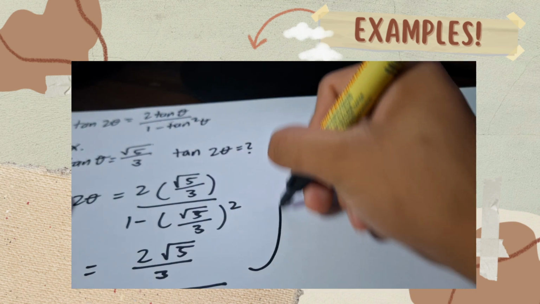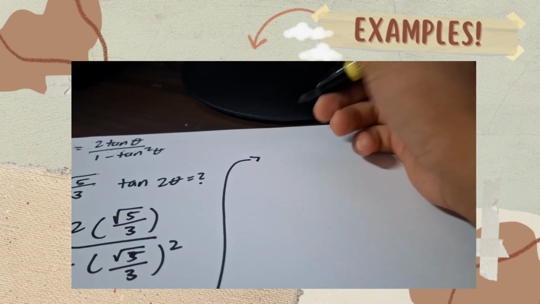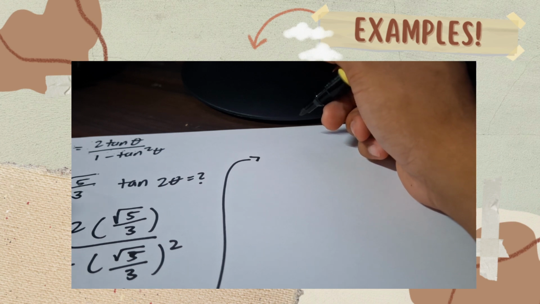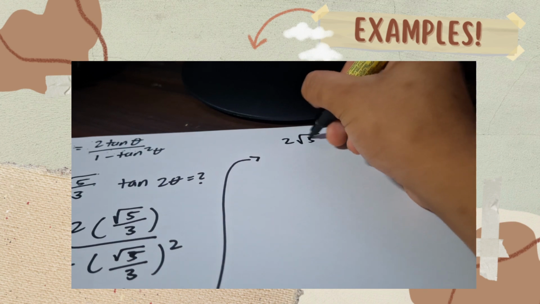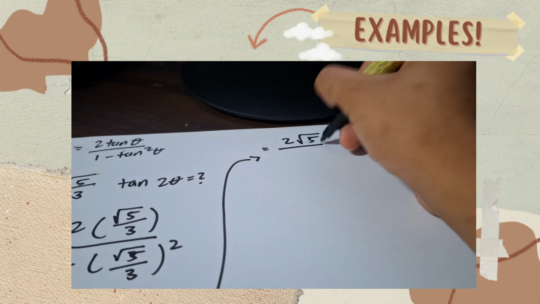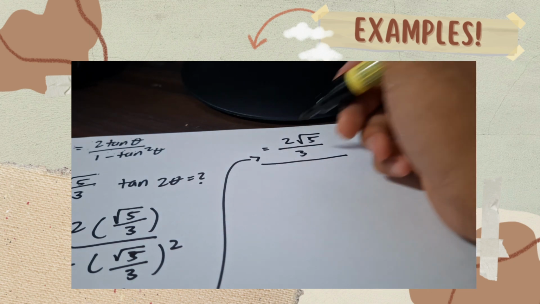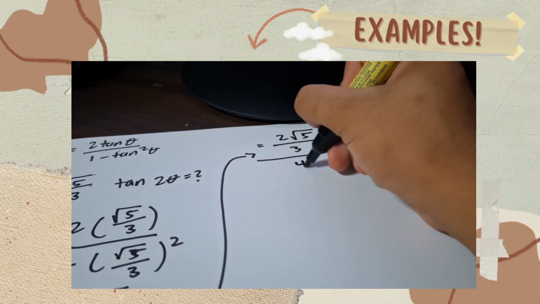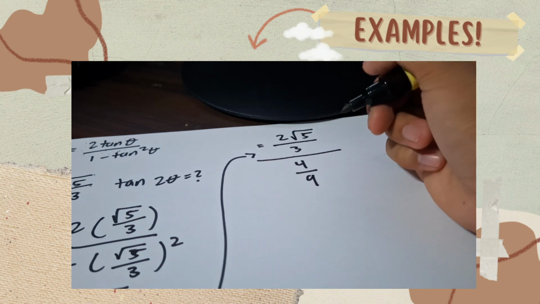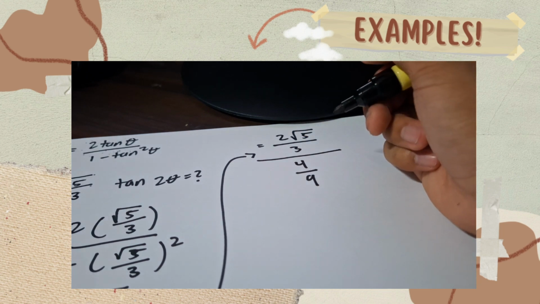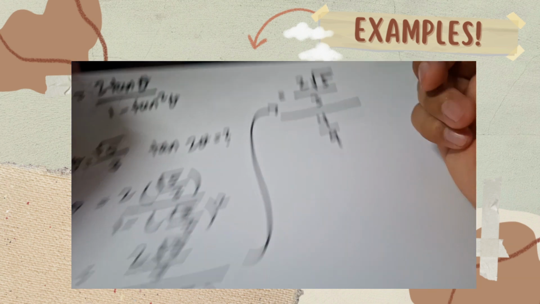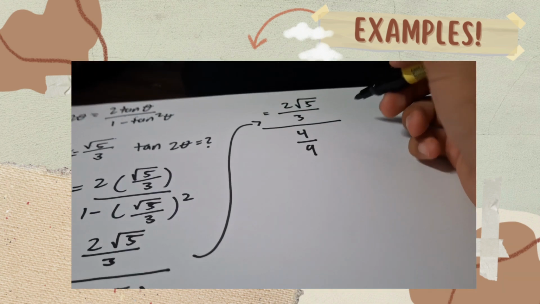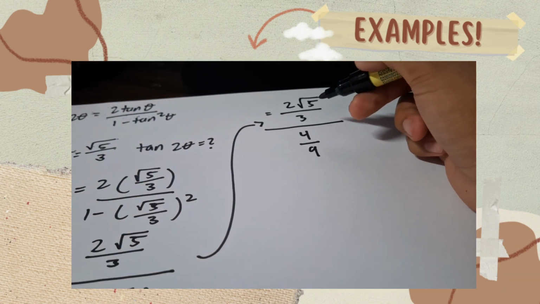So let's move over here, and we simplify the denominator since we can subtract them. That will be 2 square root of 5 over 3, all over 4 over 9, since we subtracted 5 over 9 from 1. So now, let's simplify the whole fraction.